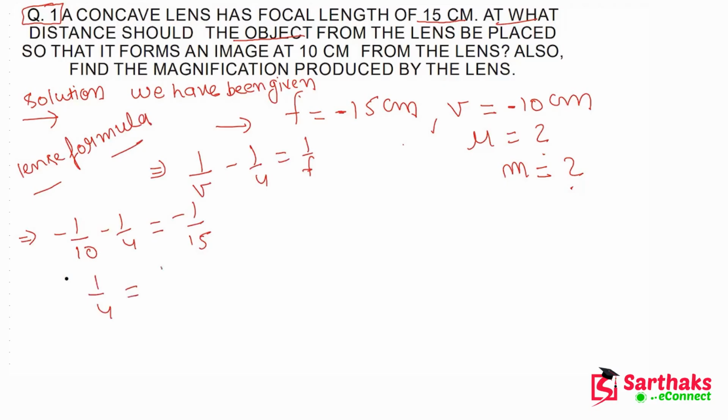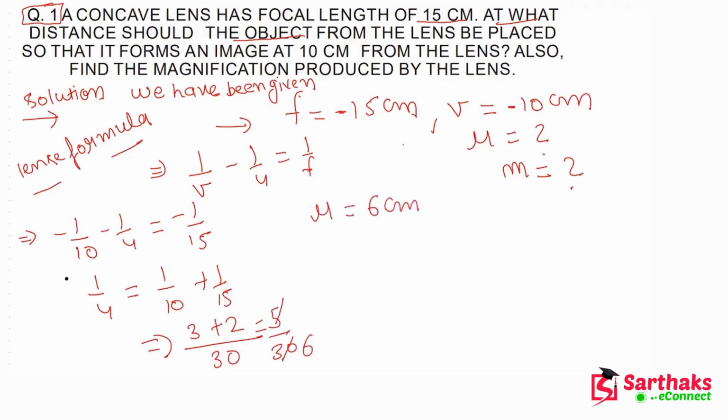Let me send it this side. Okay, so if I take the LCM, then it will give me 33 plus 2 and 5 upon 30. It will give me 6. So the object distance is 6 centimeter.